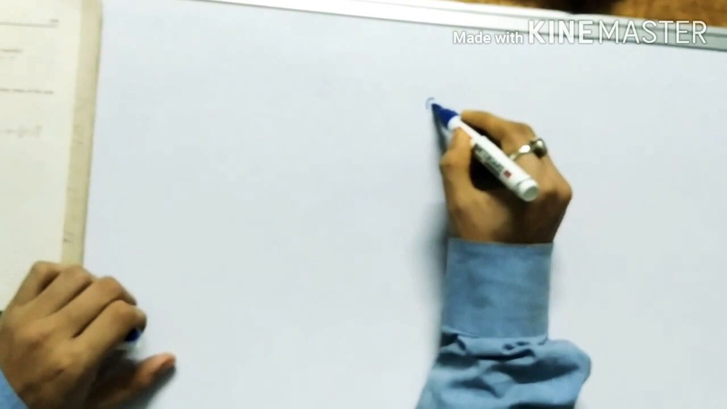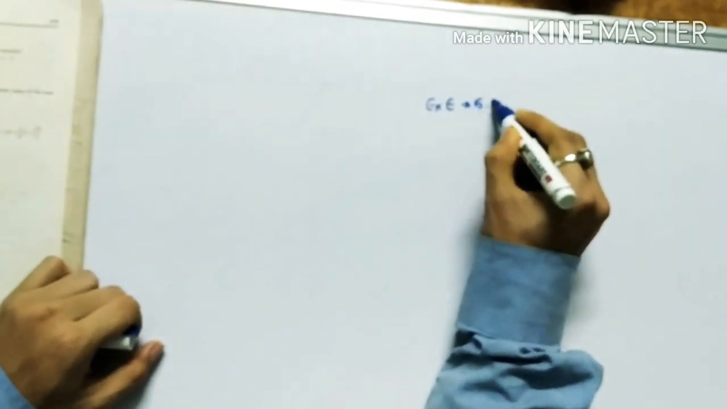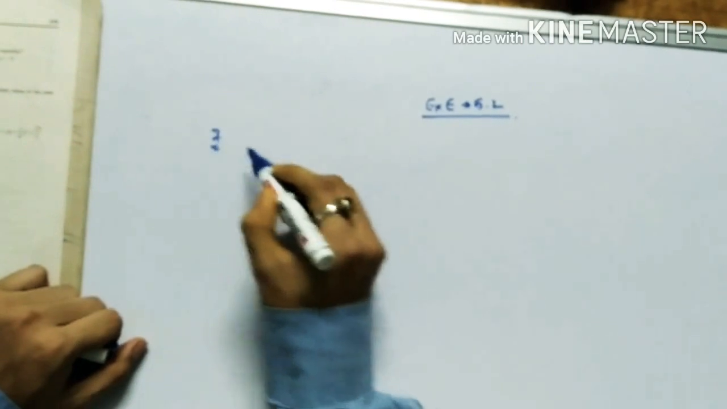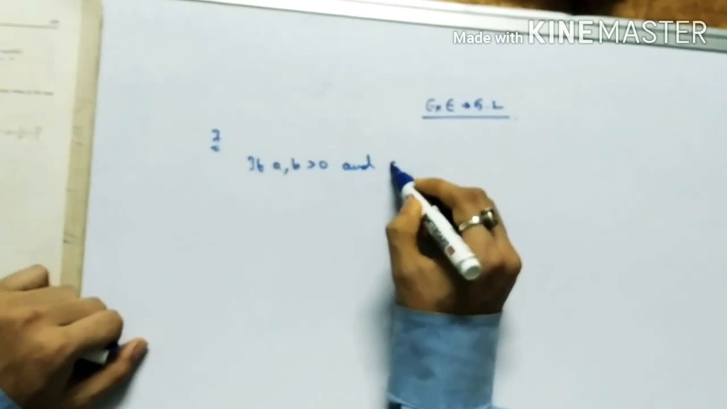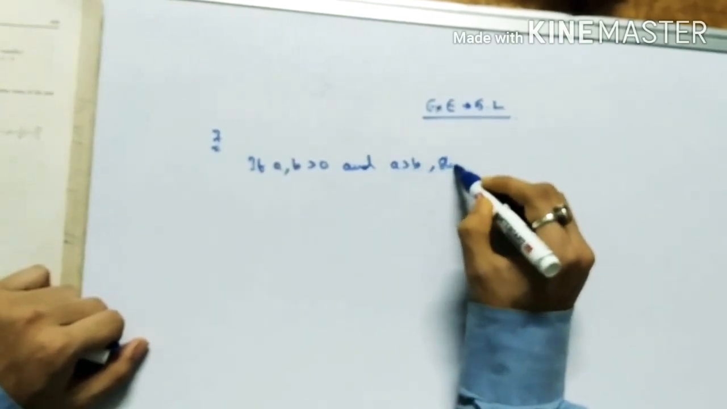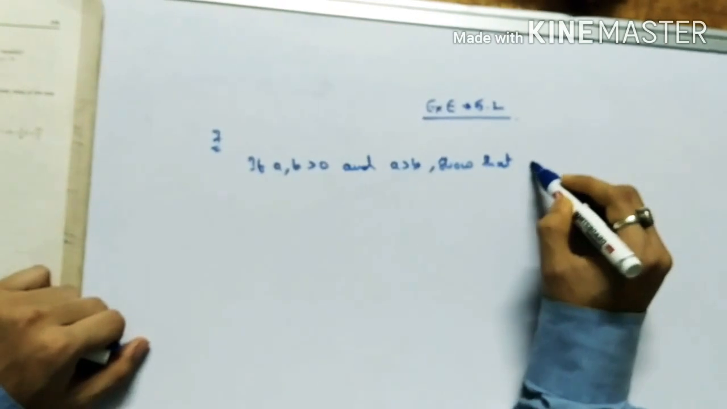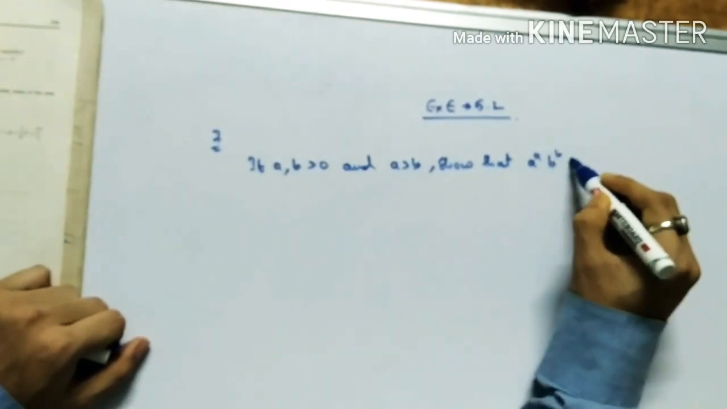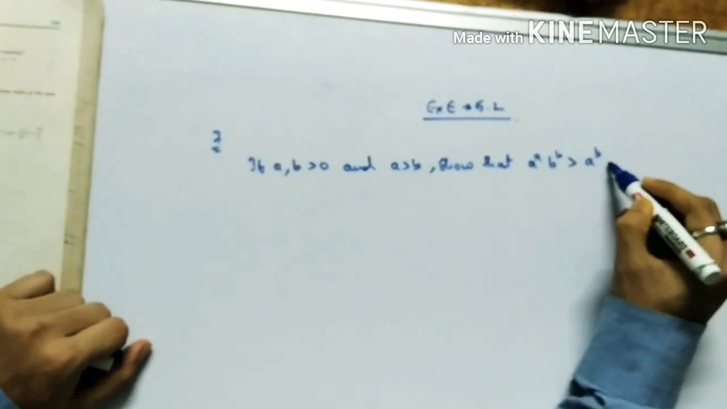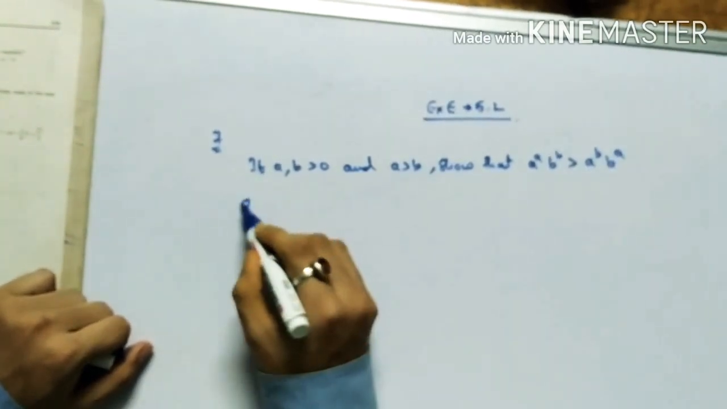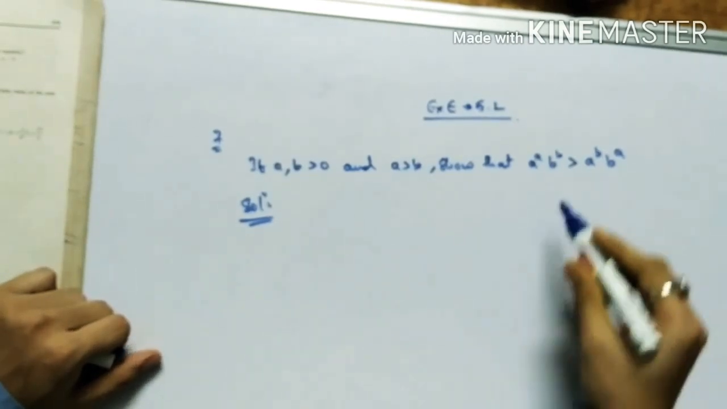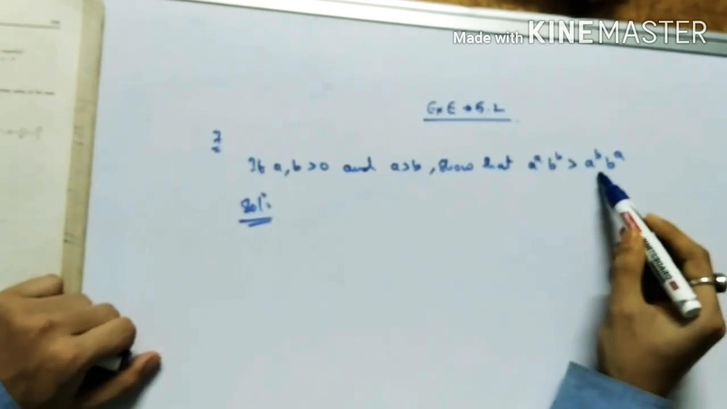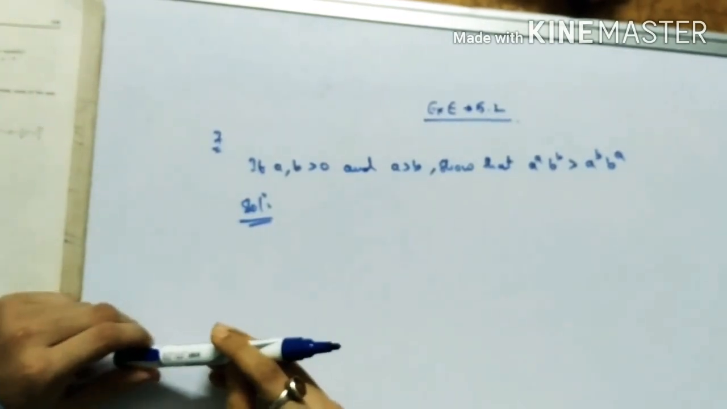This is your exercise 5.2, question number 7. If a, b greater than 0 and a greater than b, show that a to the power a, b to the power b is greater than a to the power b, b to the power a.